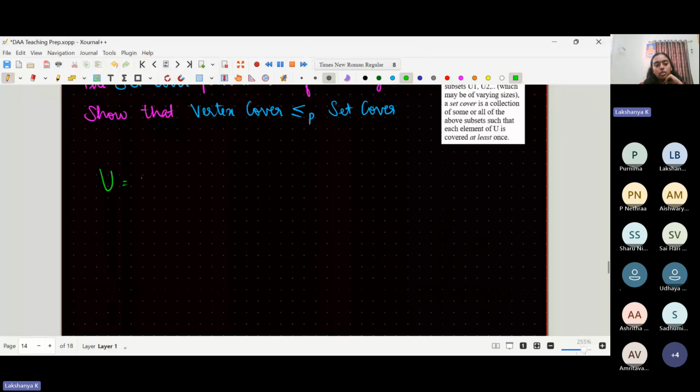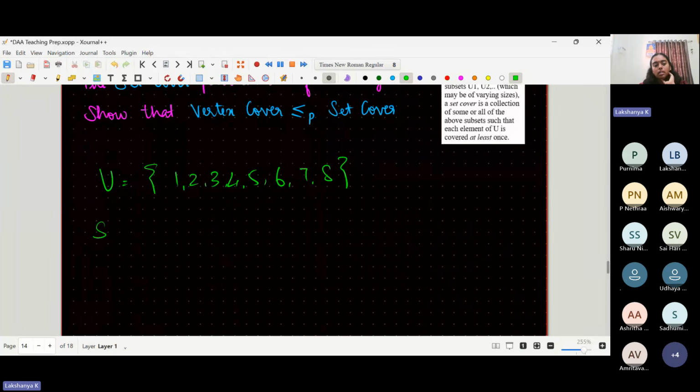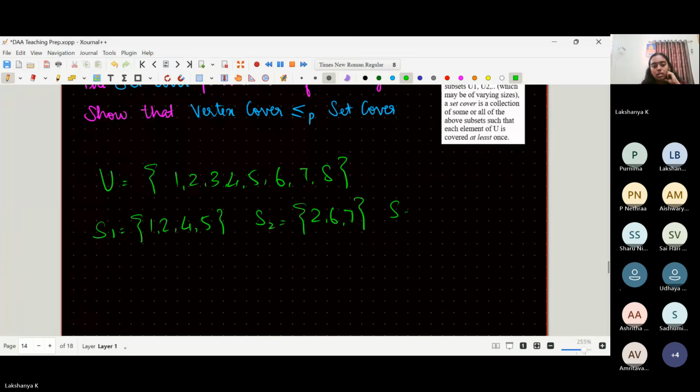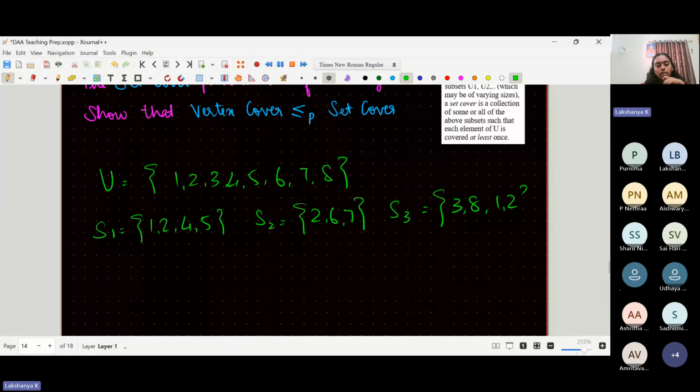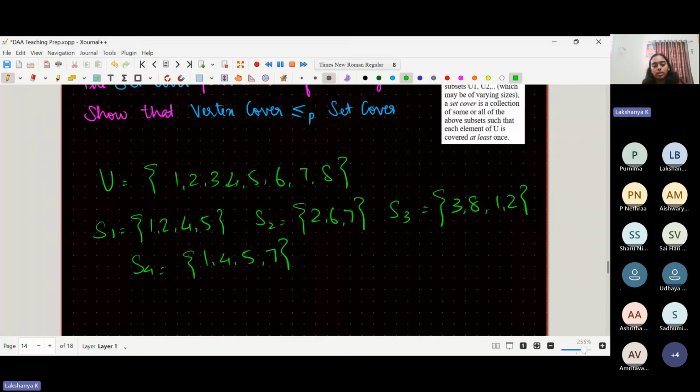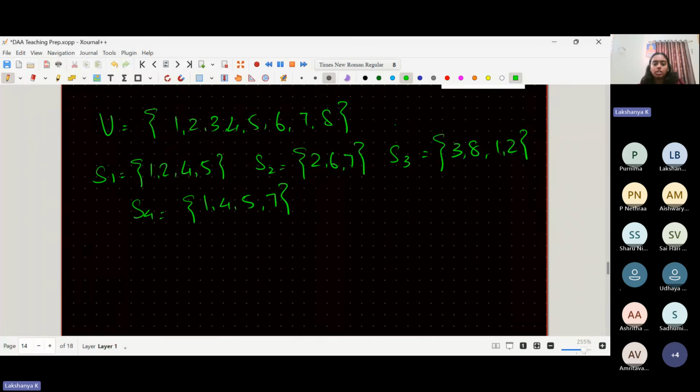So my universe is going to be, let's say, 1, 2, 3, 4, 5, 6, 7, 8. I have S1: 1, 2, 4, 5. Let's say S2: 2, 6, 7. S3 is going to be 3, 8, 1, 2. S4 is going to be 1, 4, 5, 7. You have 4 non-empty subsets, which need not necessarily be of the same length.